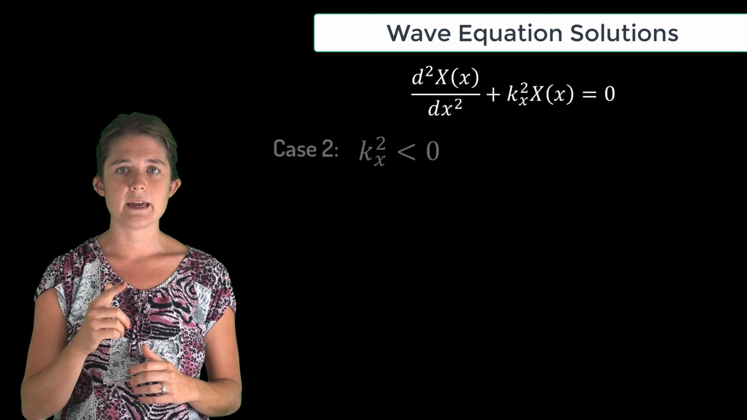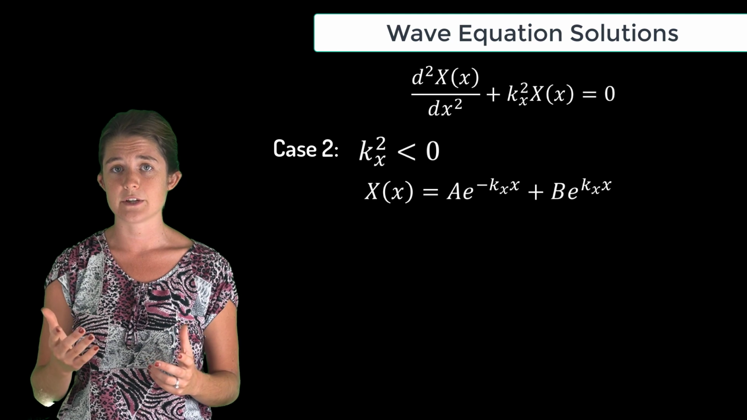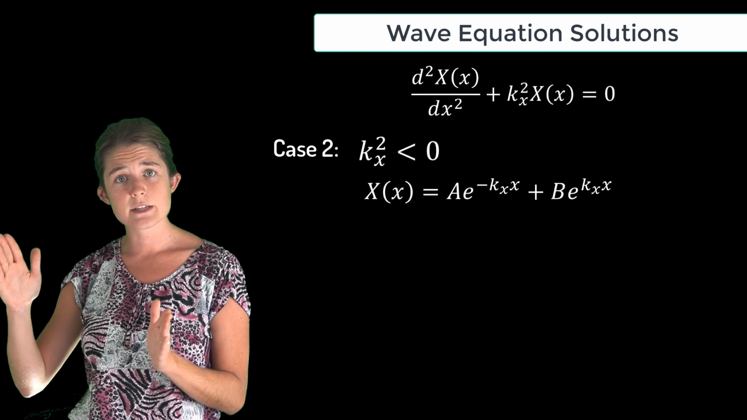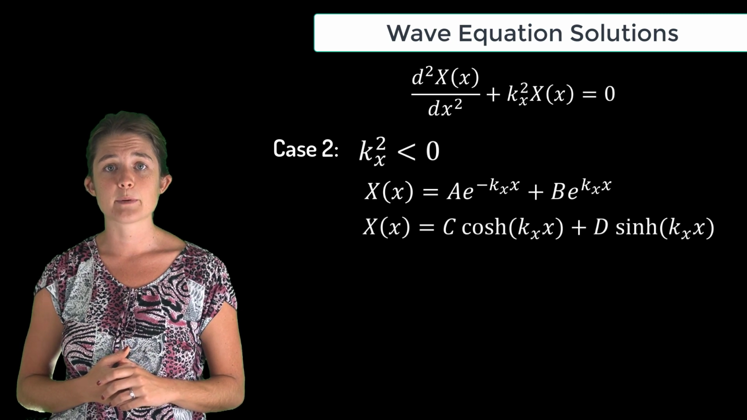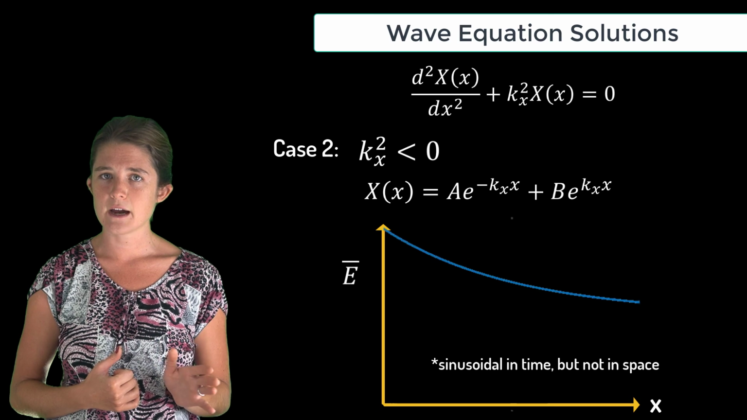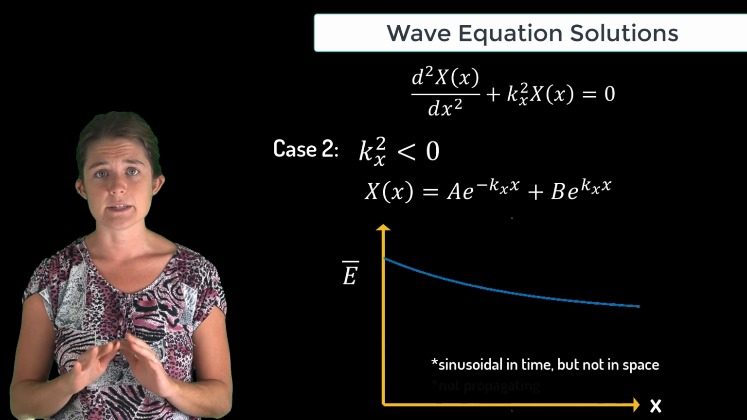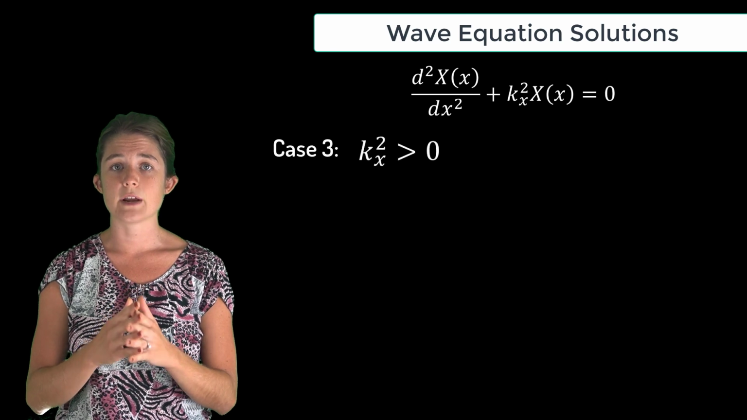Case 2 is when kx squared is less than 0. In this case, X of x is a real exponential, either exponentially increasing or exponentially decreasing. It may also be expressed in terms of hyperbolic sines and cosines. Again, this wave is sinusoidal in time, but not in space. It does not propagate.